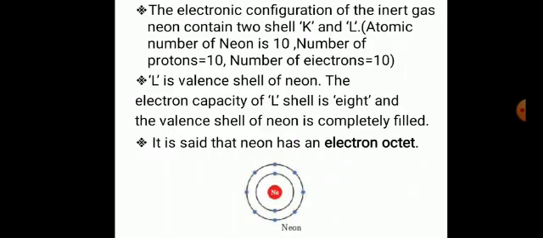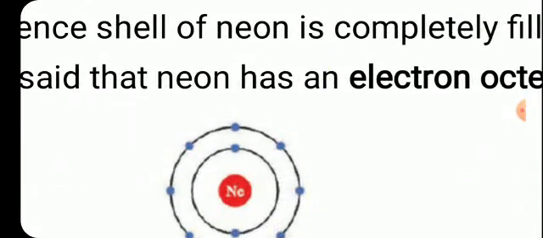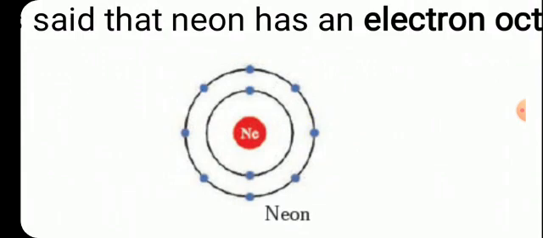The electronic configuration of inert gas neon contains 2 shells, K and L. Atomic number of neon is 10. Number of protons are 10 and number of electrons are 10. L shell is the valence shell for neon. K shell contains 2 electrons and L shell contains 8 electrons. Ordinal number for L shell is 2. So maximum capacity of L shell is 8.